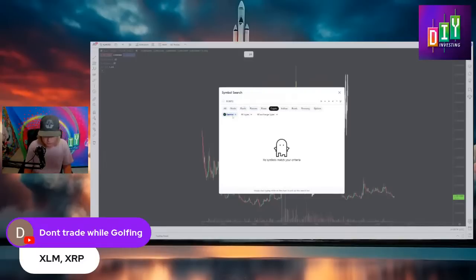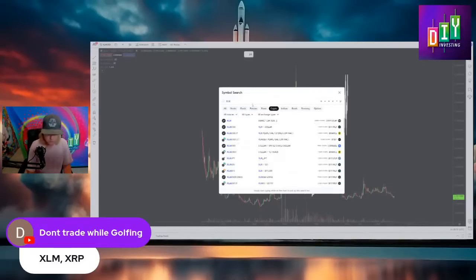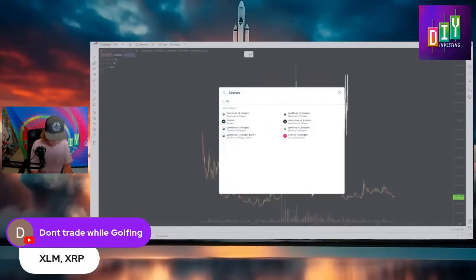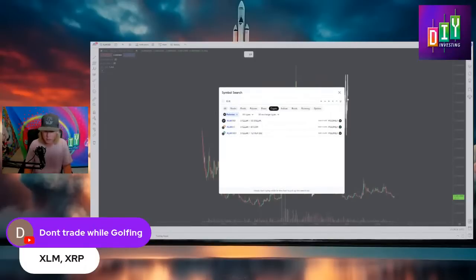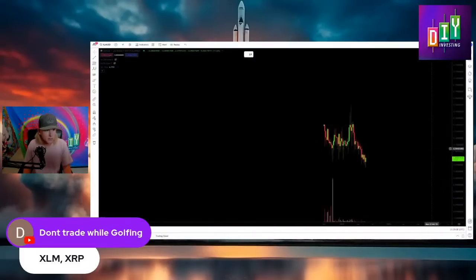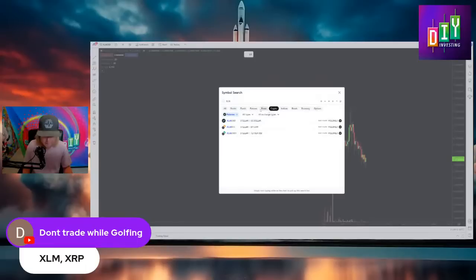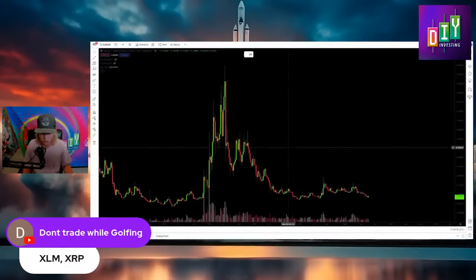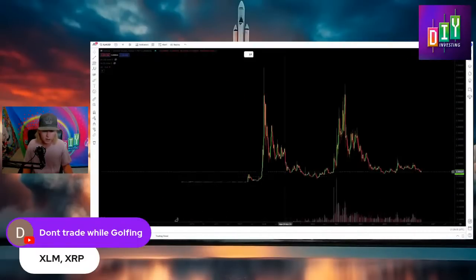Poloniex. Okay, there we go. What? They don't even have it anymore? My gosh. Okay, hold on. I'm going to find it. That's crazy. I used to always go to the Poloniex chart when I didn't know where the other one was. Okay, let's go with Coinbase. Yes, I don't know why I didn't go with that one first.